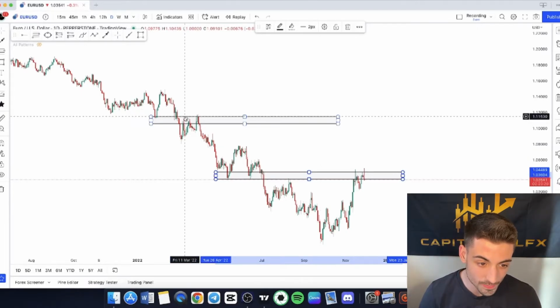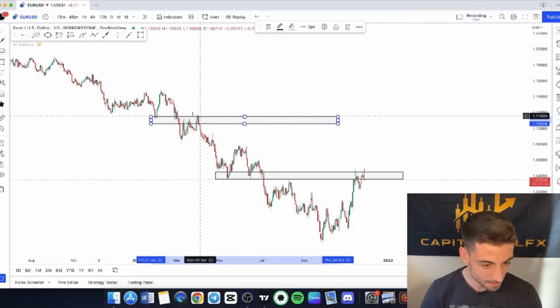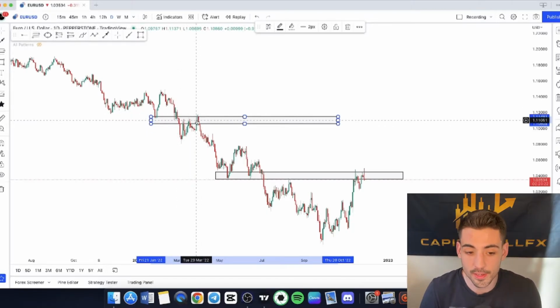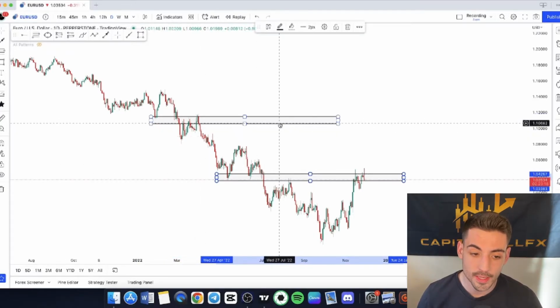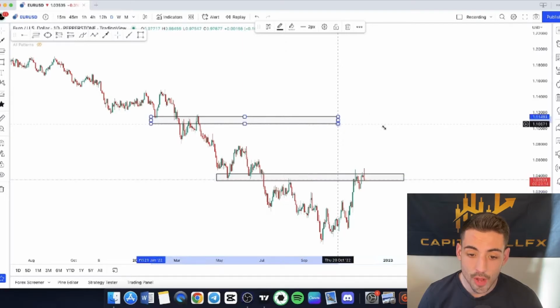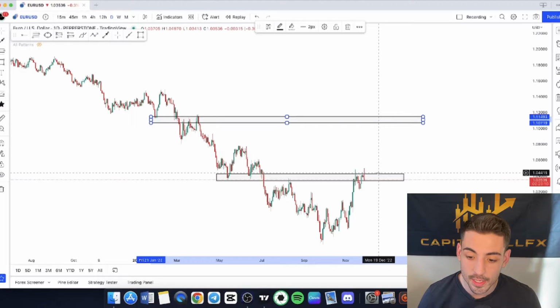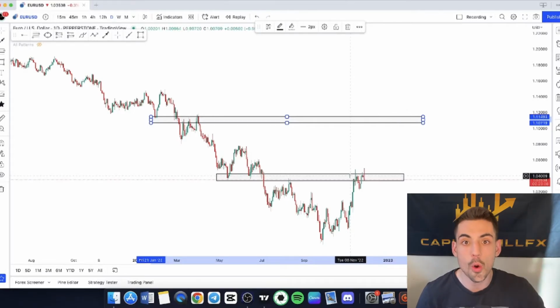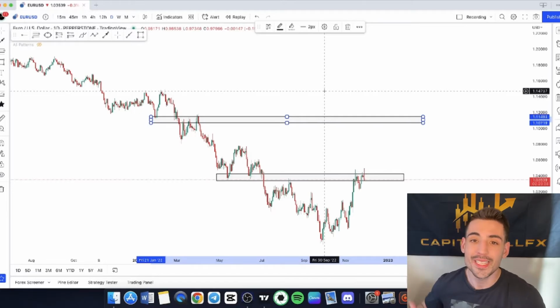When it comes to this zone, we've tested it less than a handful of times, right? One, two, three, four, maybe five times. So that gives us a good indication that we've tested this zone nearly double the amount of times that we've tested this zone. If we're trying to trade a bounce off of this zone, we already know right off the get-go that it's not as significant as this one because we've tested this zone way more than we've tested this zone.